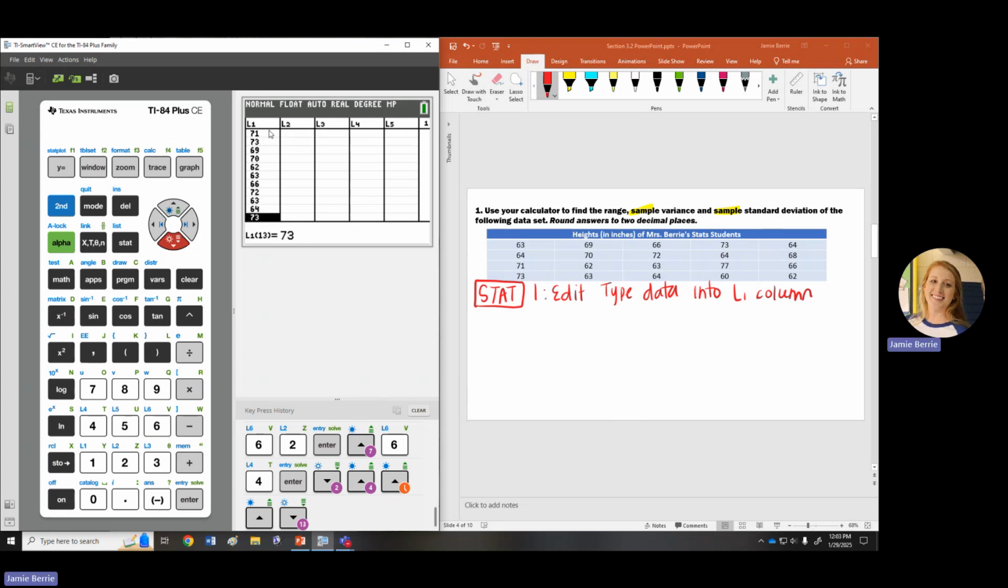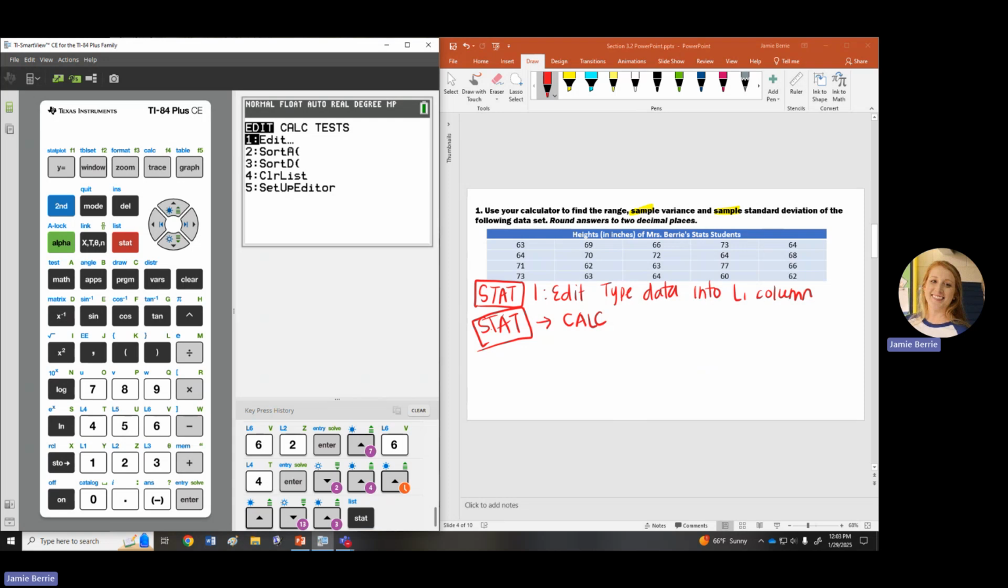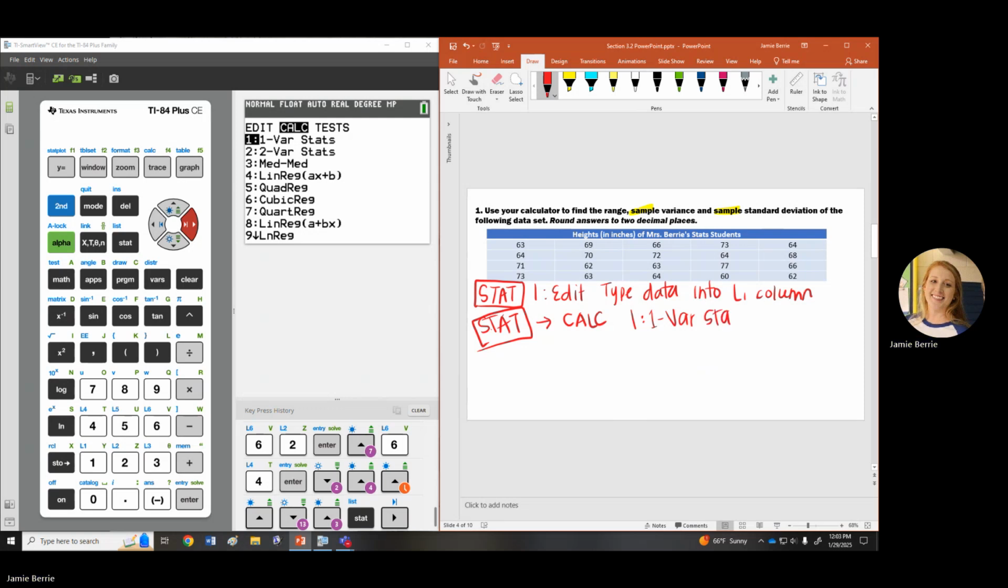Everything looks right. All right, so now that I have typed my data in, I'm going back to Stat, and this time I'm going over to Calc. And once again, just like the other day, I'm choosing option 1, which says 1-Var Stats. That means one variable statistics. Hit enter.